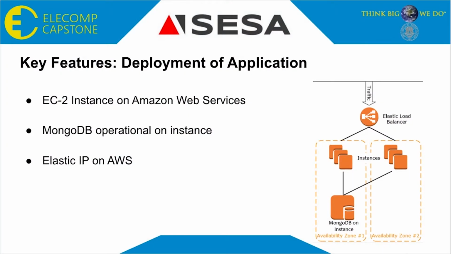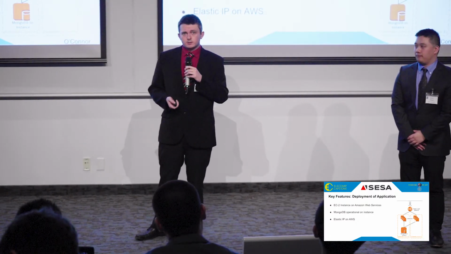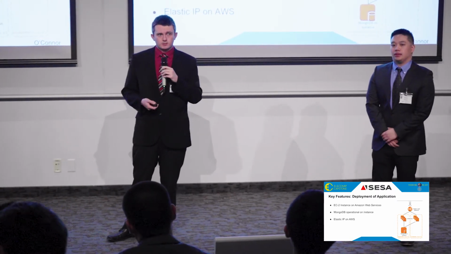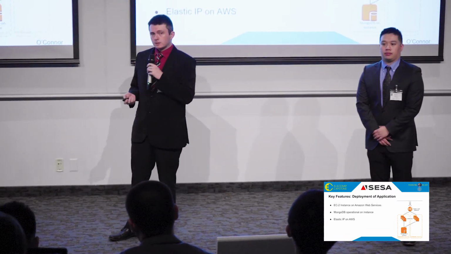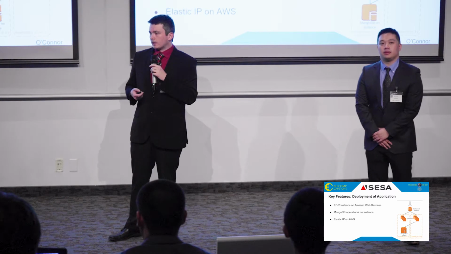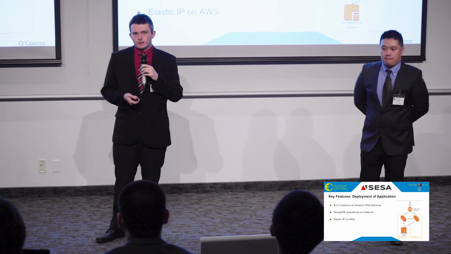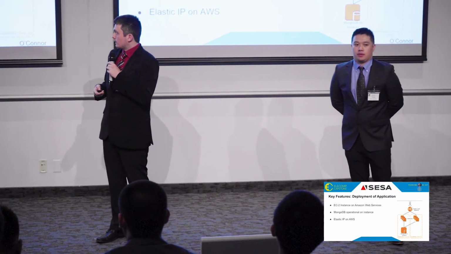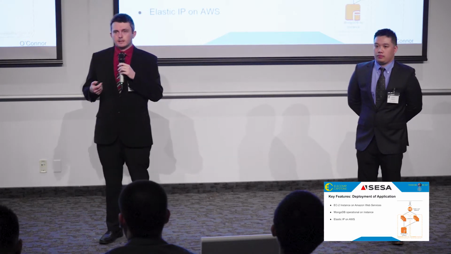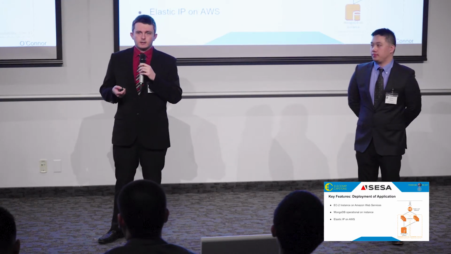Thank you, Kit. So the next key feature I'd like to talk about is the deployment of our application. We decided on deploying the application on an EC2 instance on Amazon Web Services. The EC2 instance essentially functions as a server within the cloud that you can run various applications on. In our case, we happen to run our application and our database on there. This is especially noteworthy because AWS doesn't offer native MongoDB support as a NoSQL option. And finally, for the deployment of our application, we had to use an AWS tool to create an elastic IP to redirect all the traffic coming into the application.